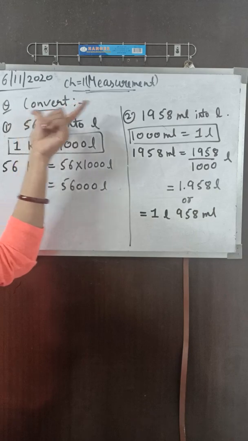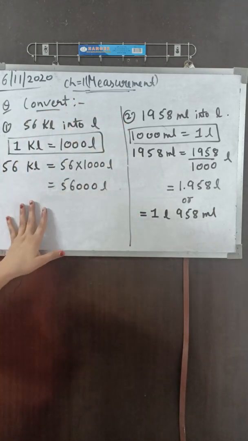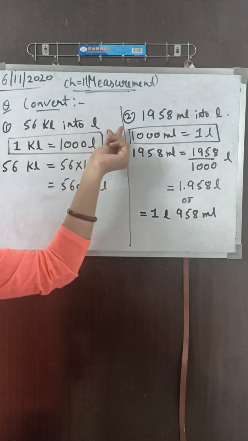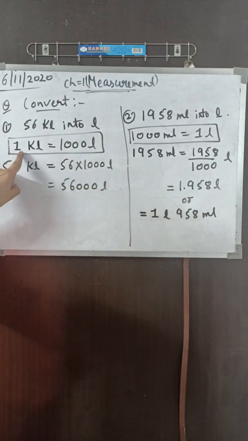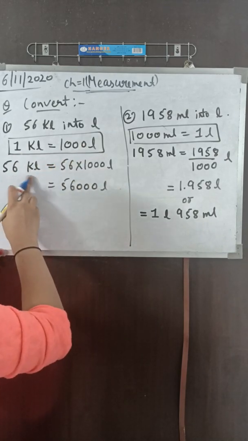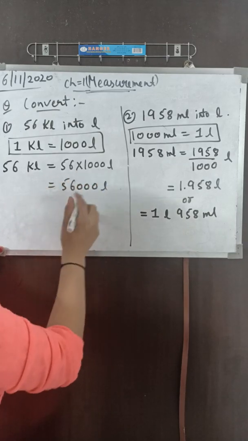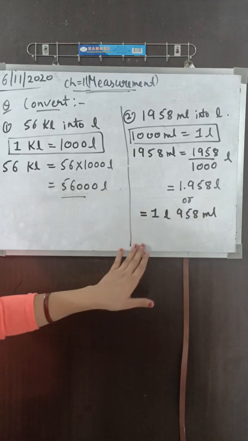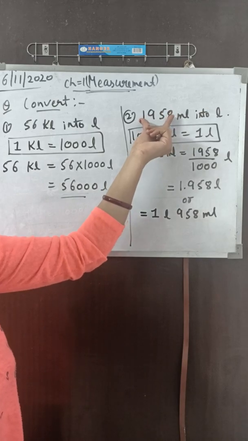As you can see, in these two questions we have to convert one unit into another unit. In the first part we have to convert 56 kiloliter into liter. Kiloliter into liter, that means big into small, we have to multiply, right? So as we know, 1 kiloliter is equal to 1000 liter. That means 56 kiloliter is equal to 56 multiplied by 1000 liter, which is 56,000 liter.